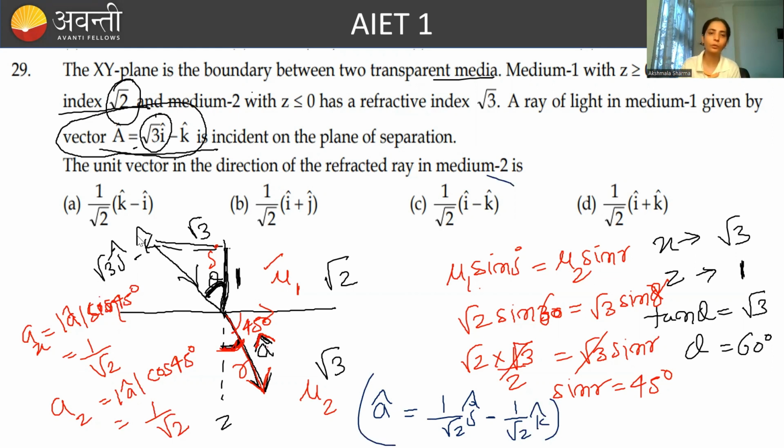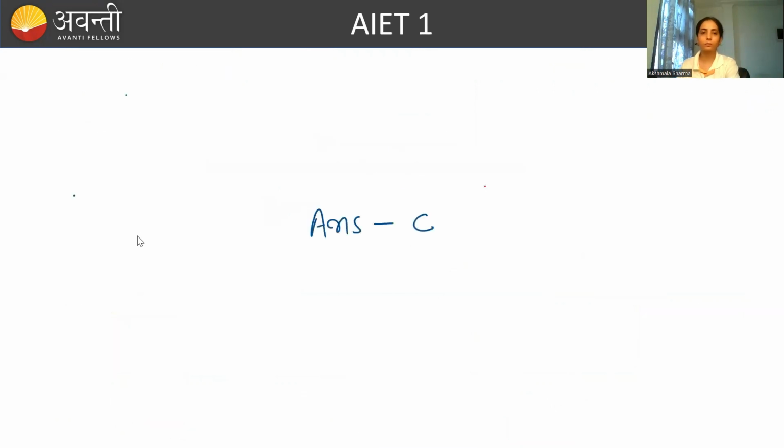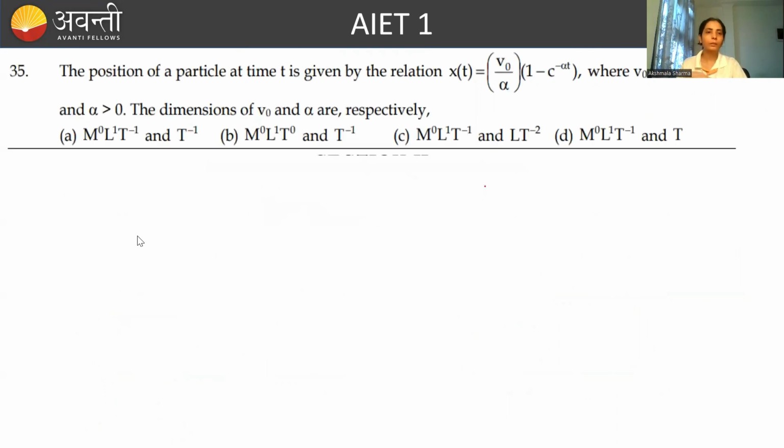So this is the answer. So your answer will be what? C. Again, if you don't know this Snell's law, you can go ahead vectorially also. But this is simpler. That is why I discussed it here. Okay. Sure. Now, this is another question.